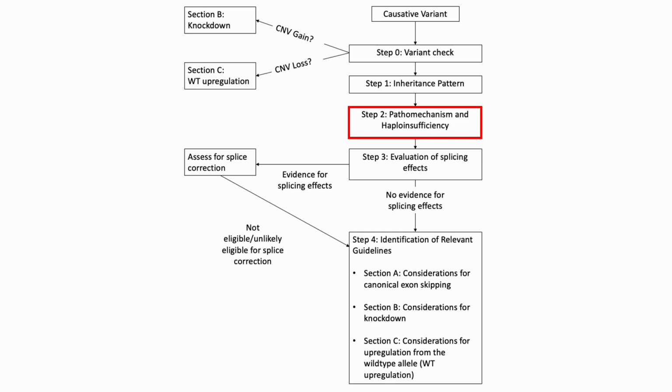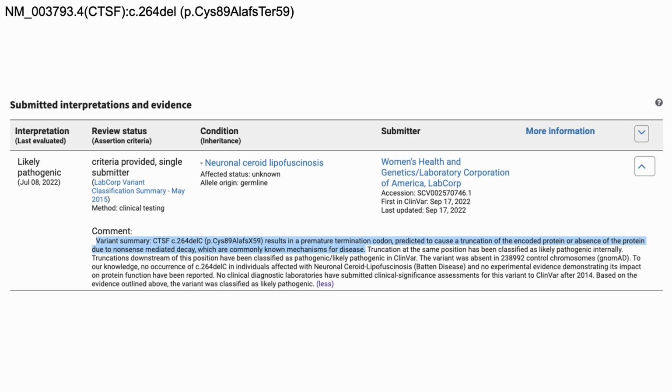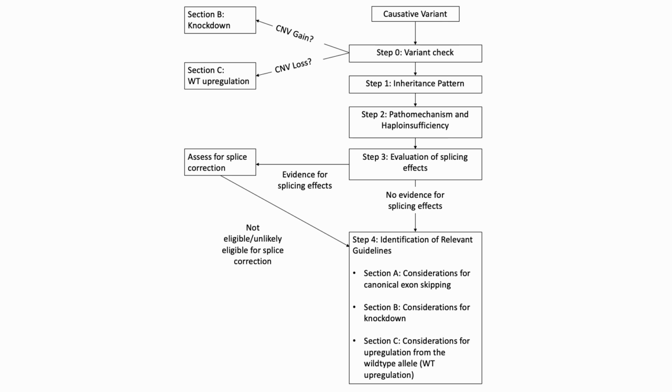Next, we check the pathomechanism. If we look up this variant in ClinVar, we can see here that this variant results in a premature termination codon predicted to cause truncation or absence of the protein due to nonsense-mediated decay in a gene where loss of function is a known mechanism of disease. Since the variant is a deletion leading to frameshift and termination, and there is no evidence of its effects on splicing, we can go straight to step 4.